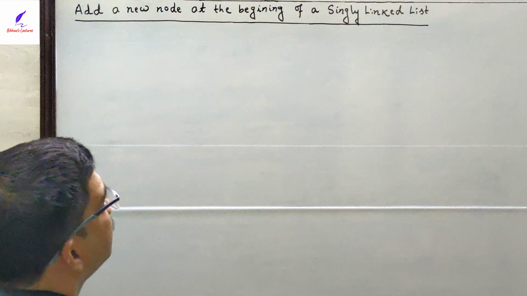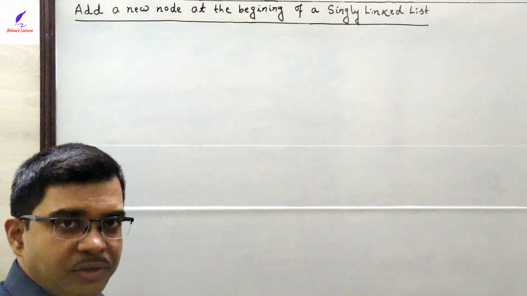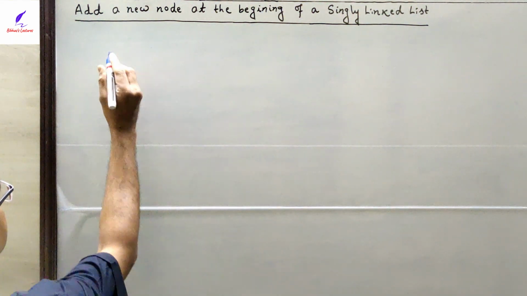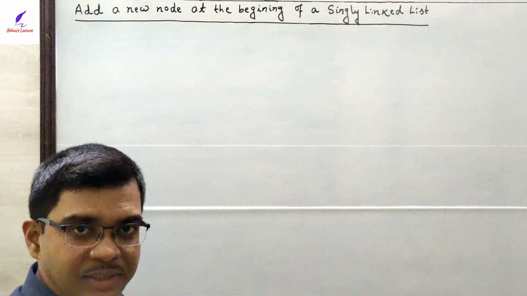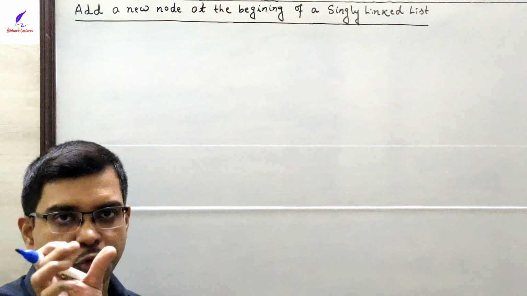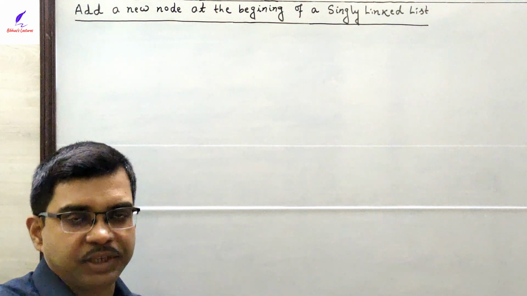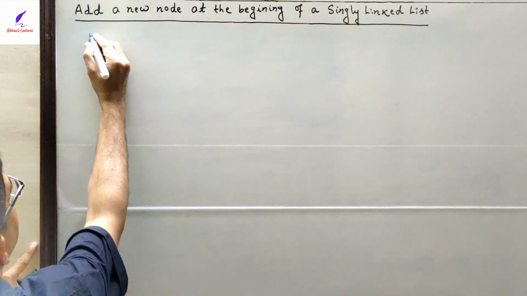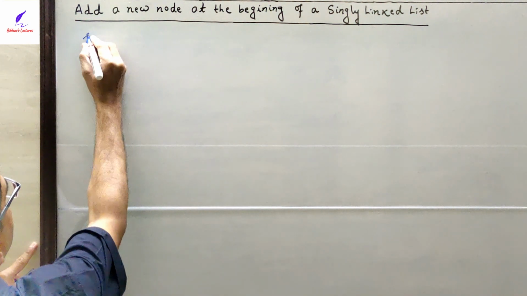Now before writing the function, we will define the structure first. In my previous video, although I have declared it, you know that in a single linked list, each and every node contains two parts. The first part is the data part and the second part is the next part. So first we will declare the structure.